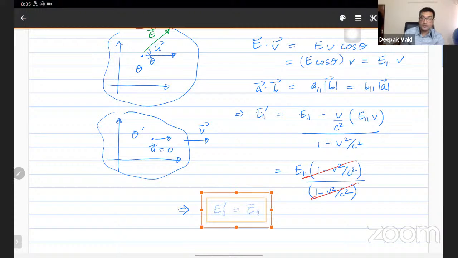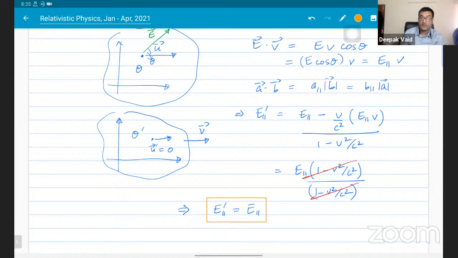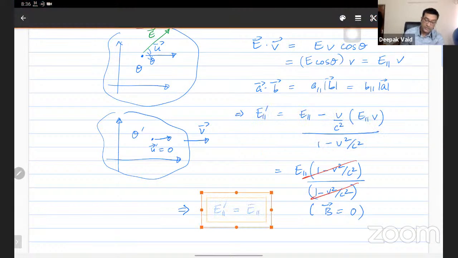So this is the transformation. This is what happens to the parallel component. The parallel component of the field does not change. But there is an important assumption we have made here. We have said the magnetic field to be 0 in the original frame of reference, in the O frame of reference. If the magnetic field is not 0, then you will get a contribution. You might get a contribution to this from the magnetic field. Right? We will look at that later. So this is how the parallel component, there is no change.